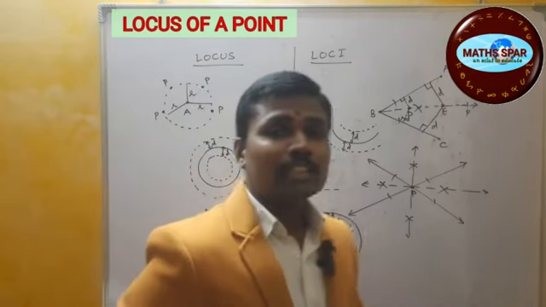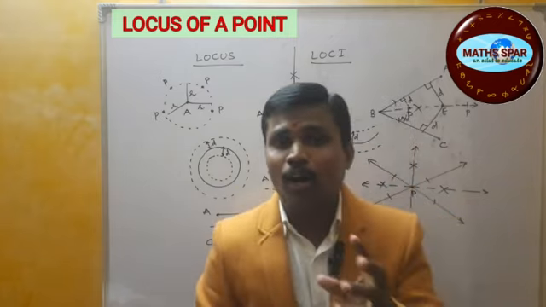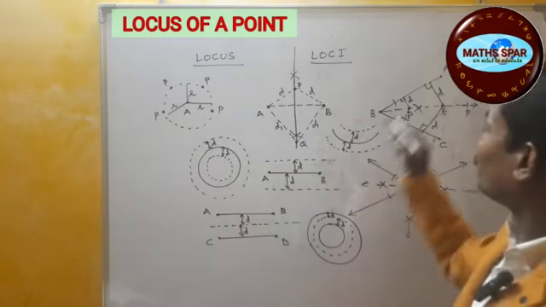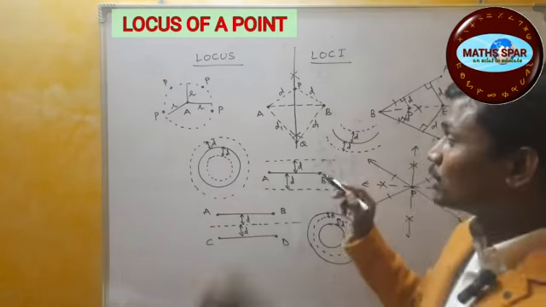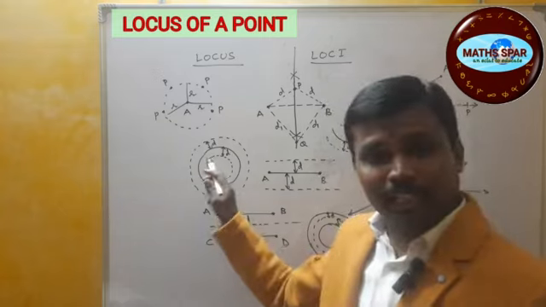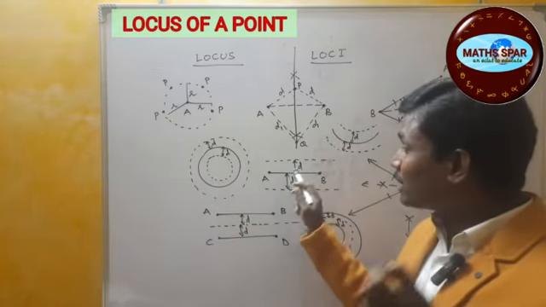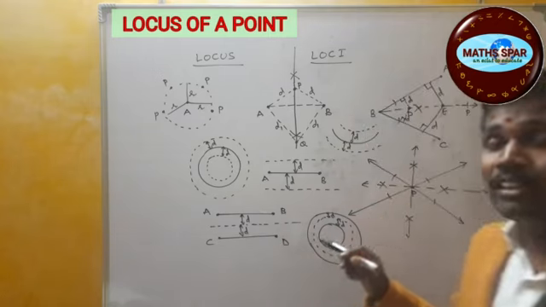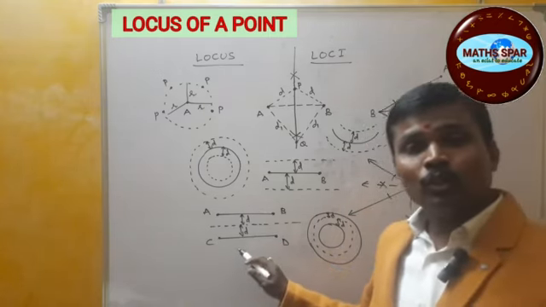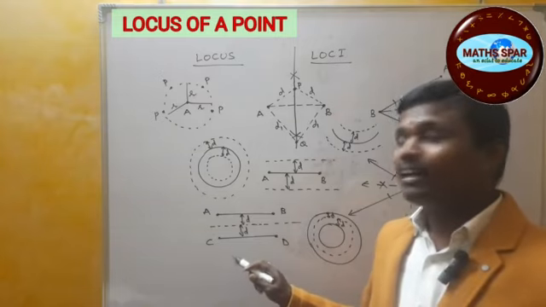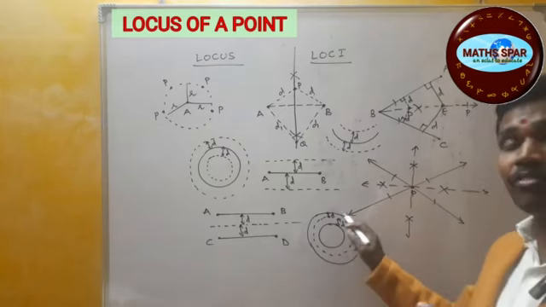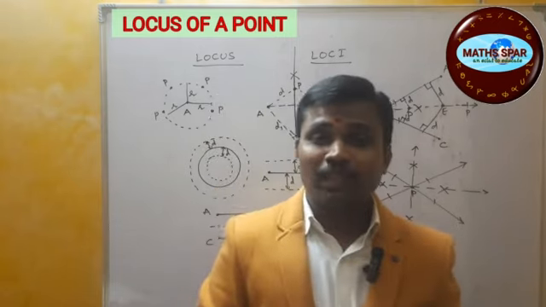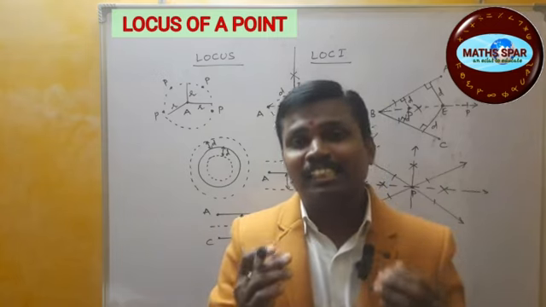So this is the concept of the locus of a point that is equidistant from a point, from two fixed points, from two intersecting lines. Locus of a point which is equidistant from a circle, from a line segment, from two line segments, and from two concentric circles. Let us apply these concepts in the sums.